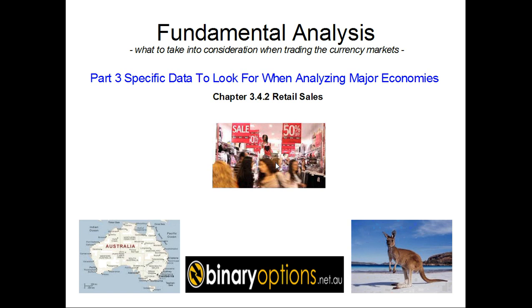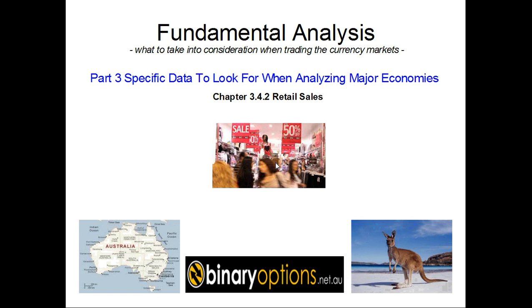Still on the third part, specific data to look for when analyzing major economies, and it is time to take a look at the retail sales in Australia. What we did so far, we've looked at the United States of America, at the United Kingdom, at the Eurozone. Now it's time for Australia, and then we'll compare all the data between the four economies and move on to Canada.